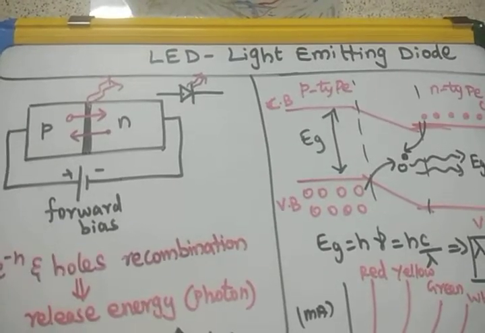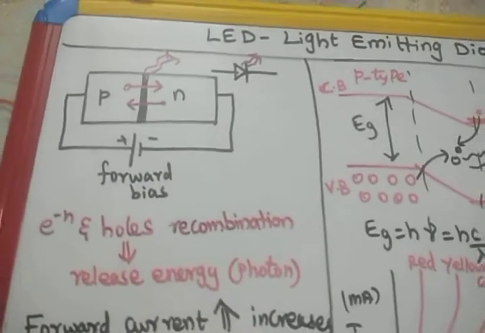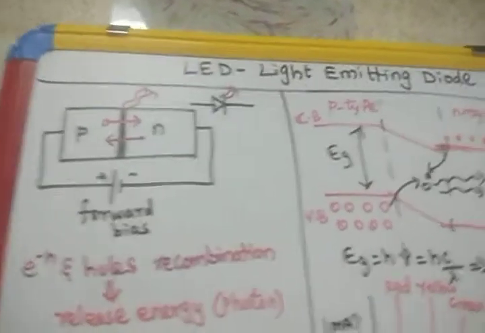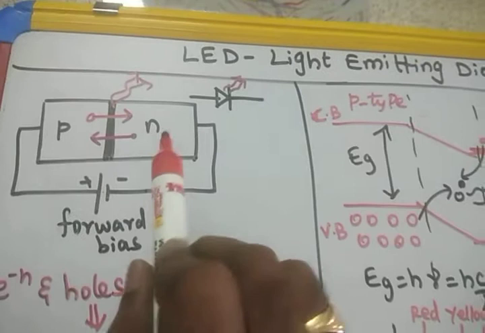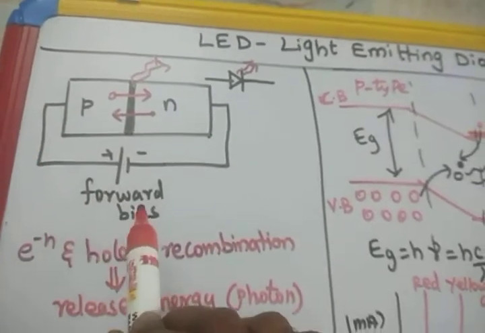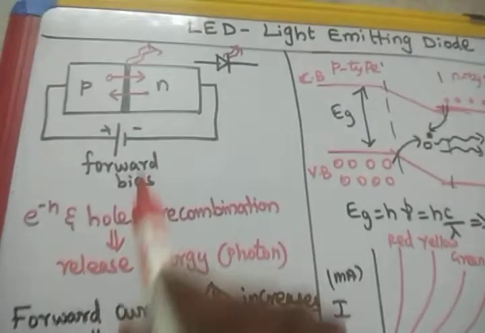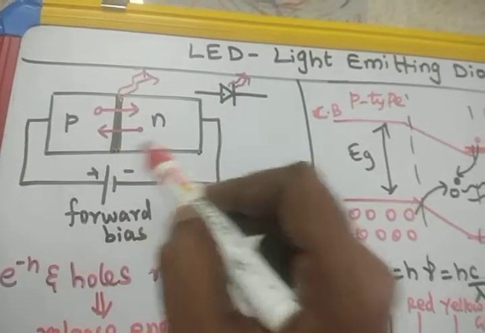Light emitting diode. So LED is a light emitting diode. It is a PN junction diode. If you take the PN junction diode, when it is forward biased, what will happen? There will be electron hole recombination taking place at the junction region.